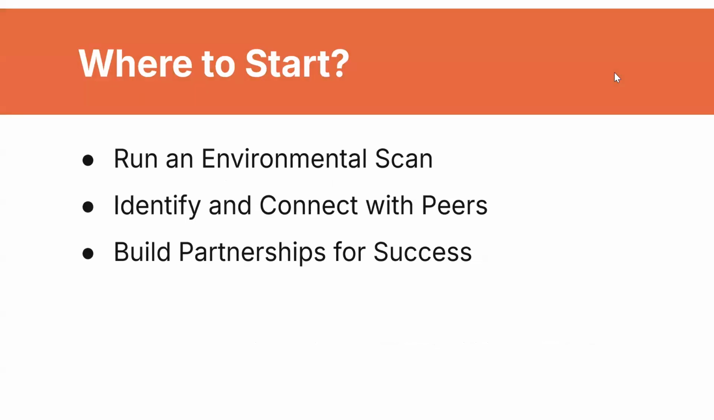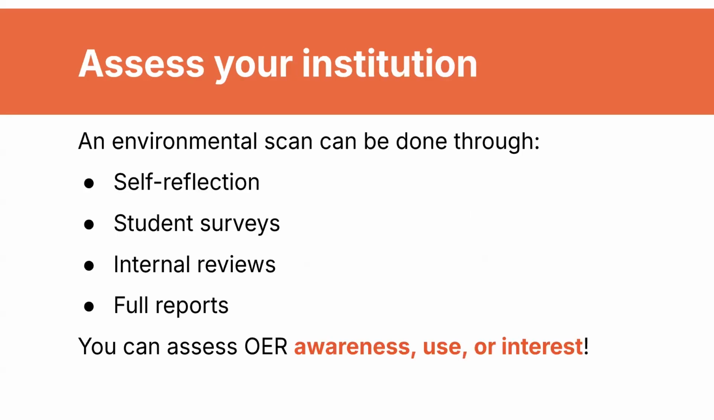Okay, so we've talked about different kinds of support services you can offer and what open educational resources are, and I'm going to talk about where to get started if you want to build up this sort of support in your institution. The three things I typically recommend starting with are running an environmental scan, identifying and connecting with peers, and building partnerships for success, which is a businessy way of saying make friends.